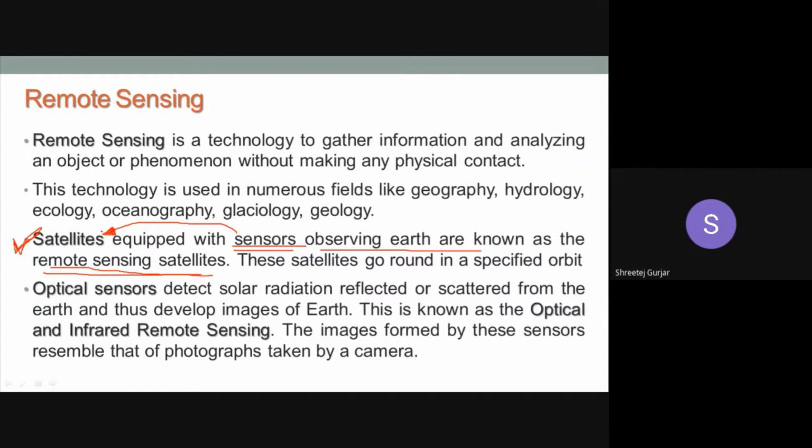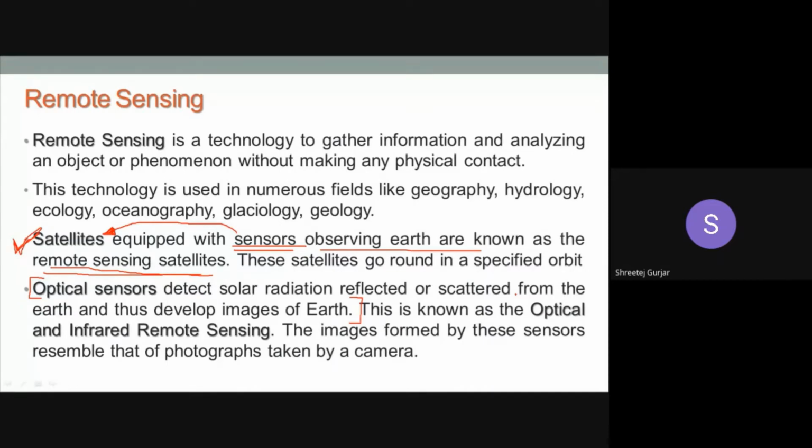Okay. Optical sensors detect solar radiation reflected or scattered from the Earth and thus develop images of the Earth. Right. So these sensors, particularly optical sensors, are placed on the satellites, and the solar radiation reflected by the surface or scattered from the surface of the Earth is scanned or recorded by the sensors, and they develop images of the Earth, right? So yeah, this is just a brief idea.